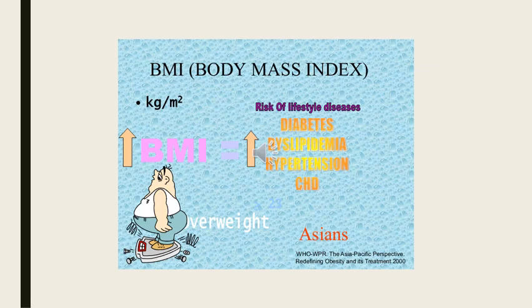Obesity increases the risk of diabetes, dyslipidemia, hypertension, and coronary heart disease. Obesity is measured by what is called the body mass index, which is the weight measured in kg divided by the height measured in square meters. These have certain limits which are different for Asians because they have a different body configuration.